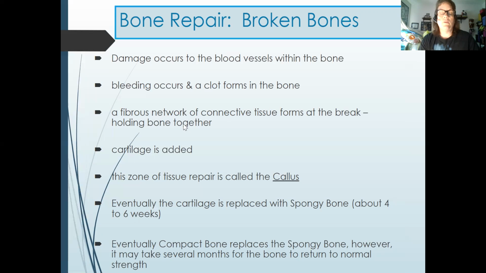Once that happens, as your body starts to heal, a fibrous network of connective tissue starts to form at the break, trying to hold it together. Now, it's a very weak connection, but it's forming that connection. And then eventually cartilage is going to be added. And this area of tissue repair is called the callus. Okay, so eventually cartilage will be replaced with spongy bone. That takes about 4 to 6 weeks, which is about the time you would be wearing a cast. And then eventually compact bone is going to be there to replace the spongy bone. However, it can take several months for the bone to return to normal strength.